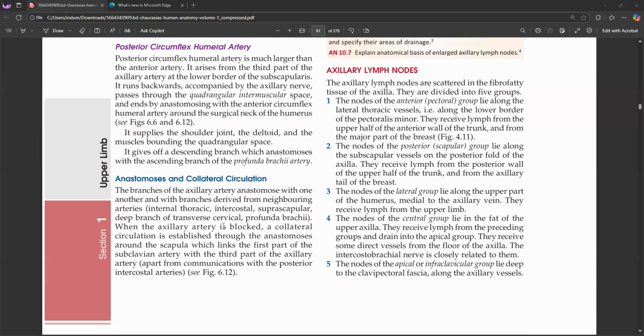Anastomosis and collateral circulation. The branches of the axillary artery anastomose with one another and with branches derived from neighboring arteries: internal thoracic, intercostal, suprascapular, deep branches of transverse cervical, and profunda brachii. When the axillary artery is blocked, a collateral circulation is established through the anastomosis around the scapula, which links the first part of the subclavian artery with the third part of the axillary artery, apart from communications with the posterior intercostal arteries. See figure 6.12.